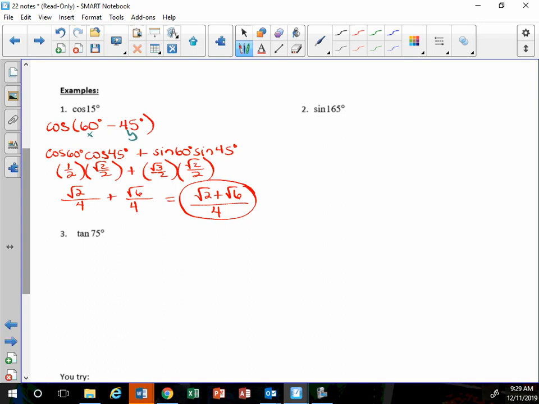All right, so you guys try number 2, sine of 165. Pick 2 angles for me. And remember, you can add or subtract, it's up to you. But pick angles you actually know. So don't use like 180 minus 15. That's not really very helpful, okay? Pick some angles that you know. I'll give you a minute here.